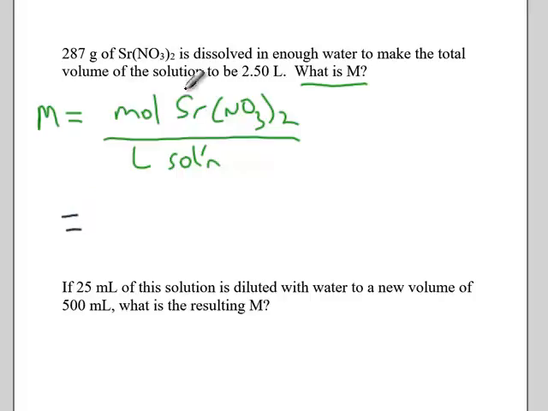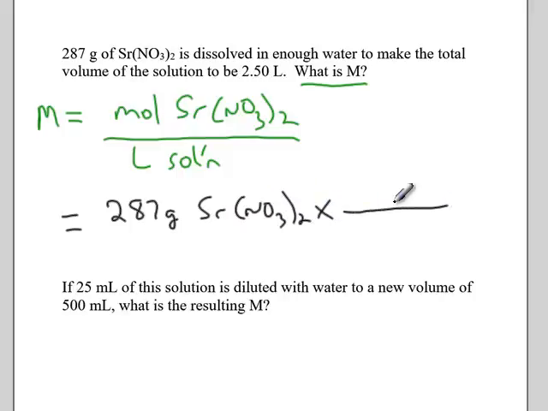And again, the problem doesn't give us the correct unit, so we need to do a conversion starting from 287 grams of strontium nitrate. Turn that into moles using the molar mass. So again, we get that from the periodic table. 211.64 grams is 1 mole of strontium nitrate.